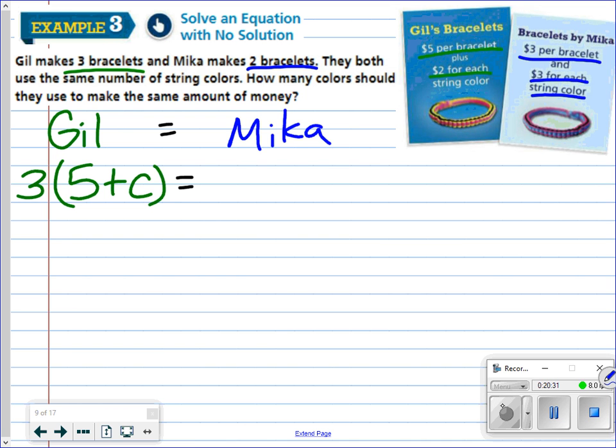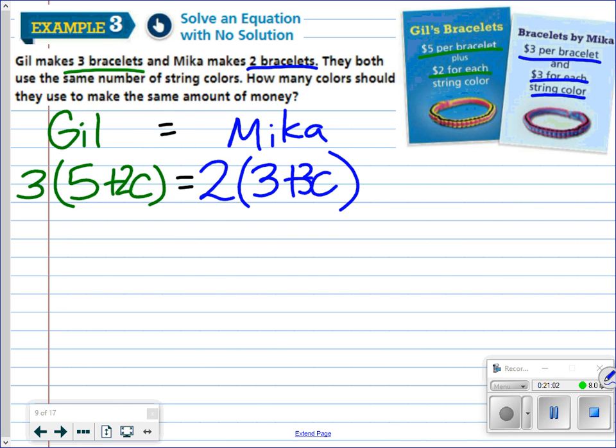Good, we would have 2, because she's making 2 bracelets, and then in parentheses 3 plus C. Did I do that right? Oh, guys, I didn't include the price of the colors. So it should be 3C and 2C. Sorry. Today is my day of making mistakes, apparently, because I should have been here third hour.